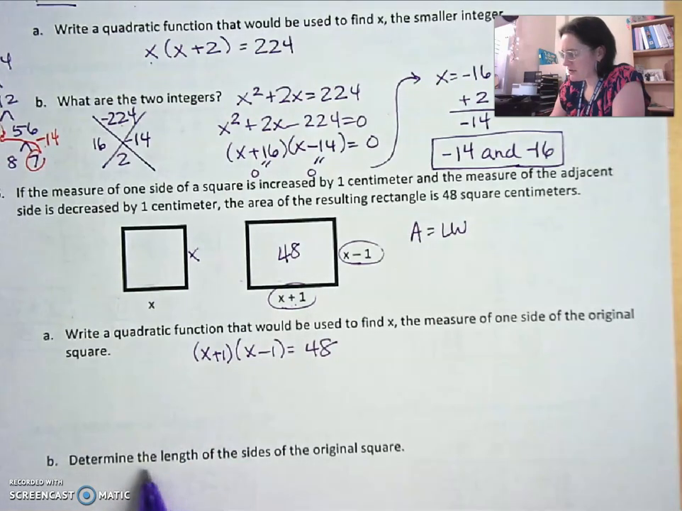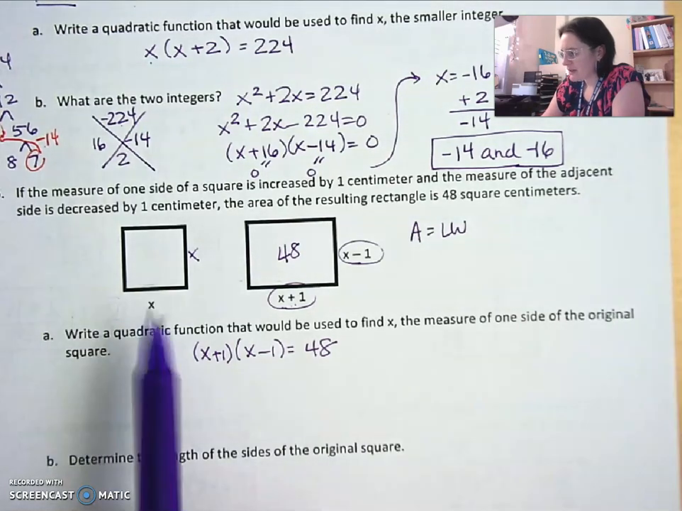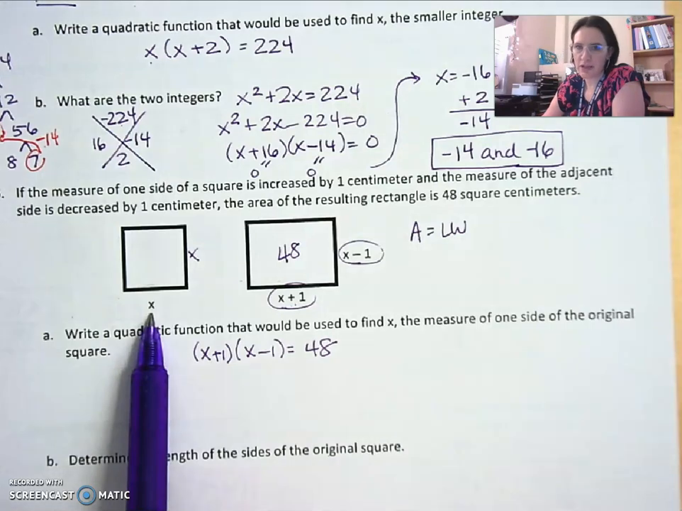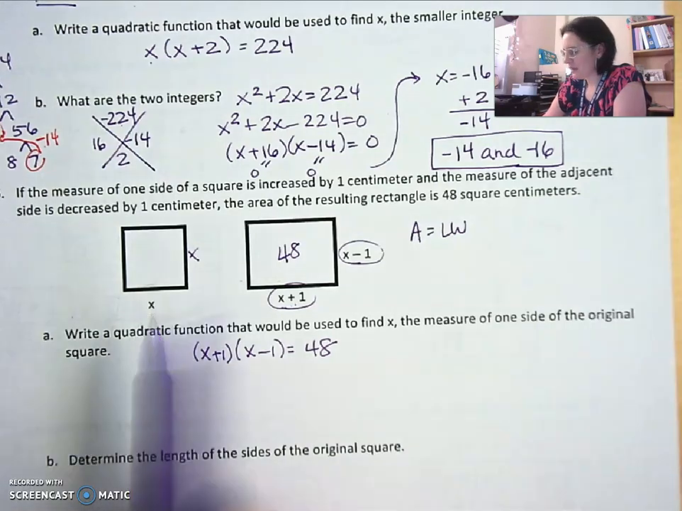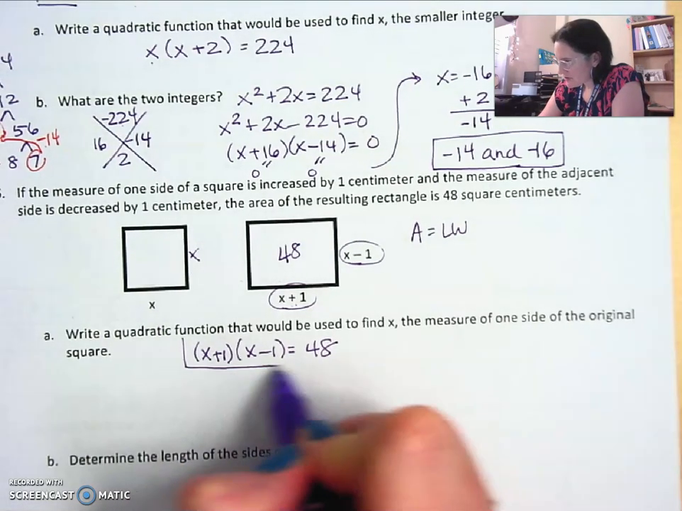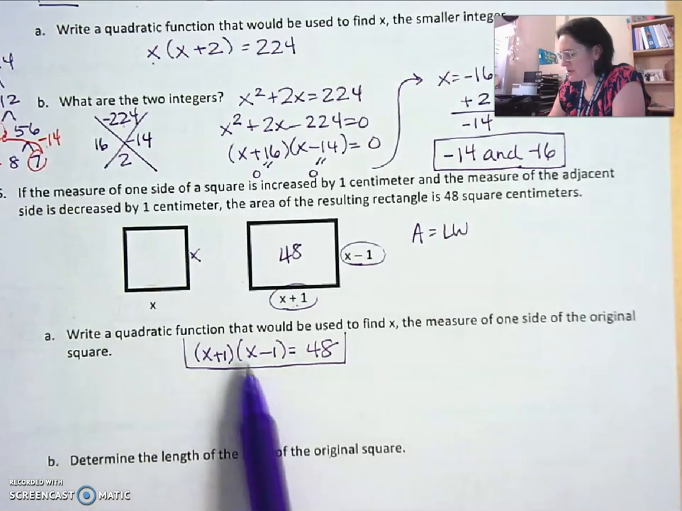And then B says to determine the length of the sides of the original square. So the original square was x, so we're just trying to solve for x here. So here's my answer to A. Now to get to B, I'm just going to start working this out.